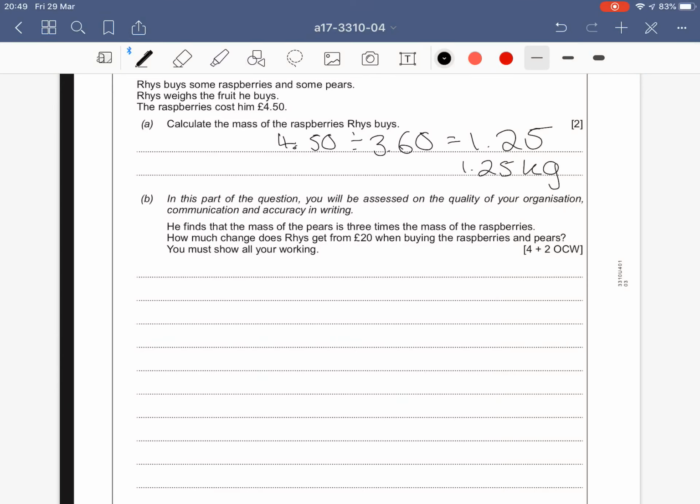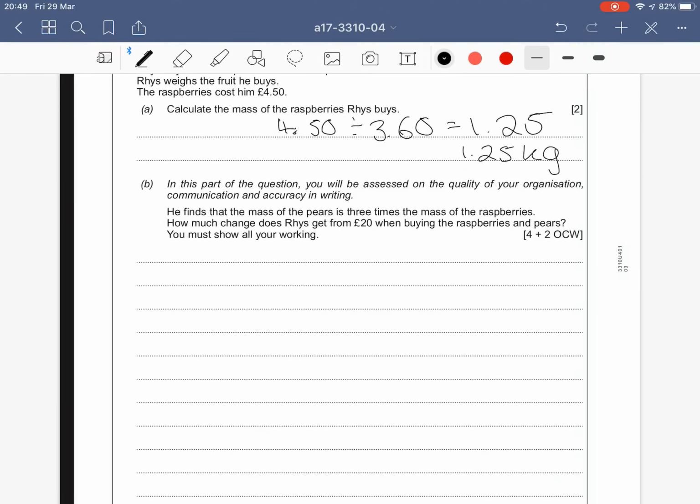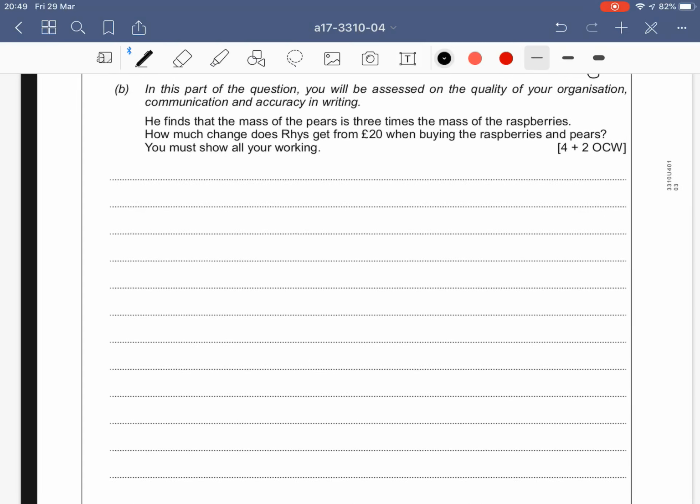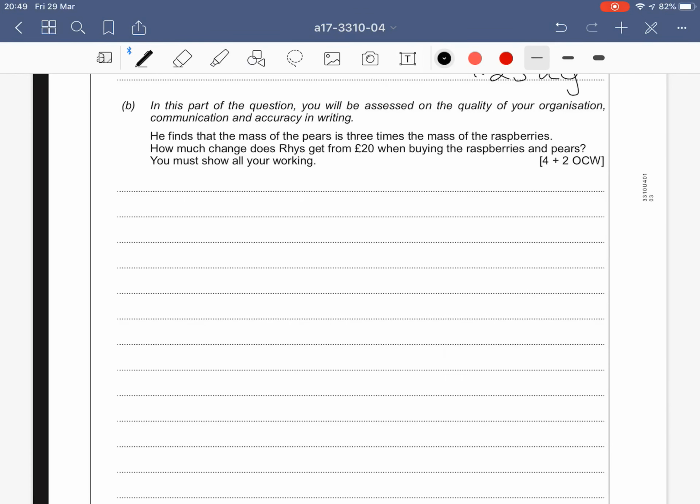He finds that the mass of the pears is 3 times the mass of the raspberries. How much change does Reese get from £20 when buying the raspberries and some pears? You must show all your workings. So this is an OCW, so you need to label everything, make sure you've got your pound signs everywhere, and make sure you've got no spelling mistakes. So we know that the raspberries, from above, cost him £4.50, so there's not much working out for the raspberries.